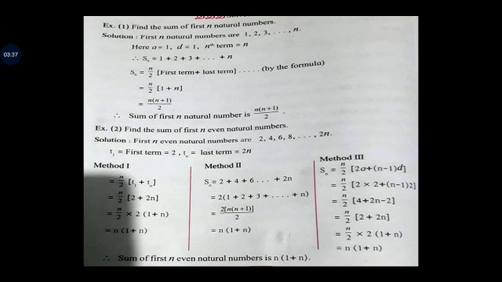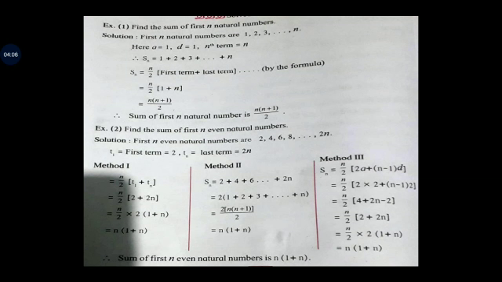Now you have to find the sum of first n natural numbers. That means your Sn will be 1 plus 2 plus 3 plus so on till n. So how will you write Sn? Sn will be equal to n by 2 into bracket first term plus last term, as the formula says. Your first term is 1, last term is n. So put in the values. What will you get? Sn you will get as n into bracket (n plus 1) by 2.